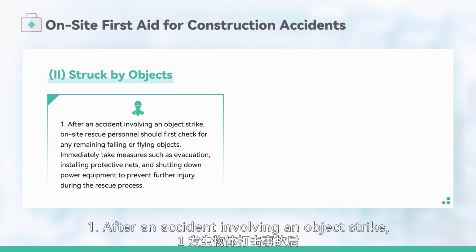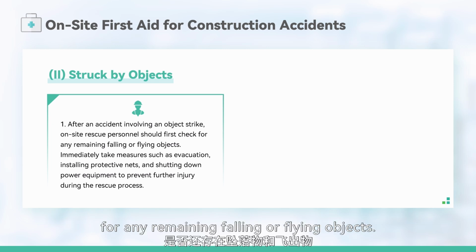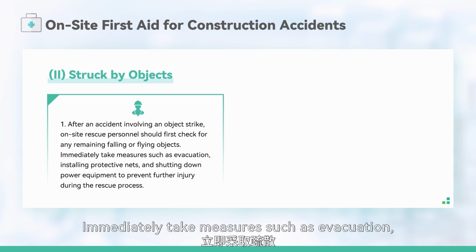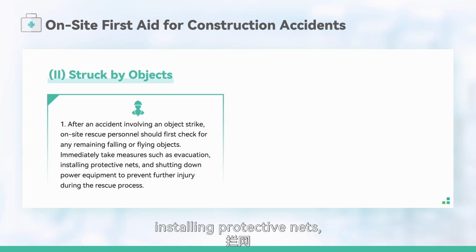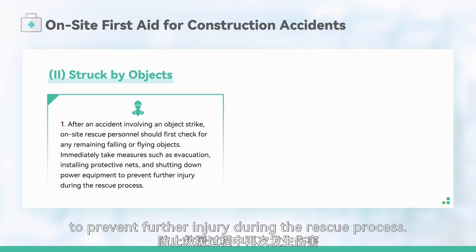1. After an accident involving an object strike, on-site rescue personnel should first check for any remaining falling or flying objects. Immediately take measures such as evacuation, installing protective nets, and shutting down power equipment to prevent further injury during the rescue process.